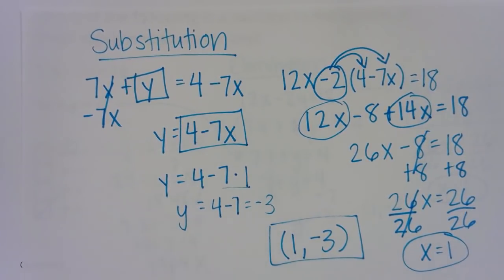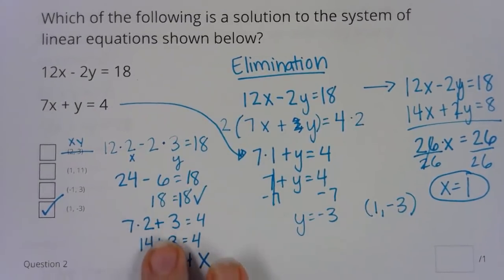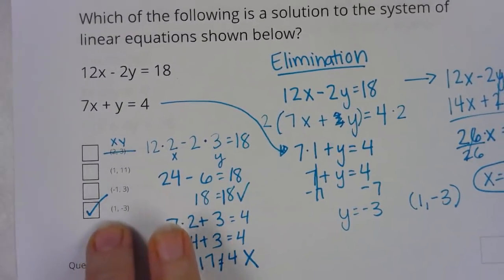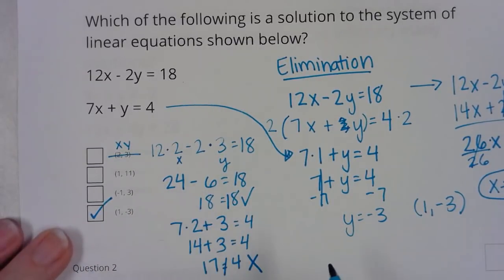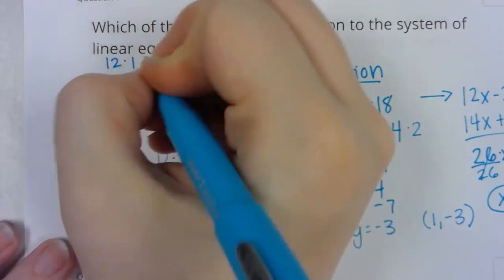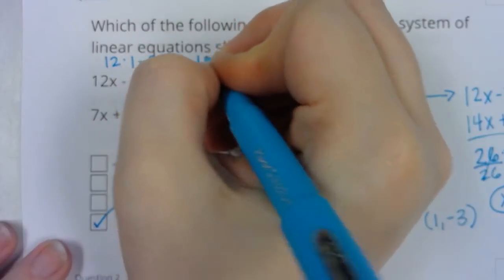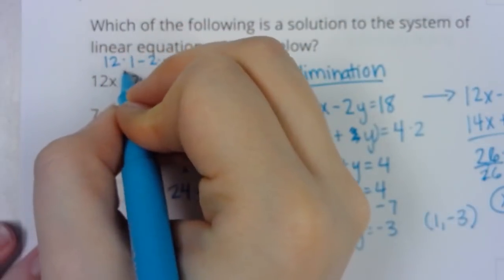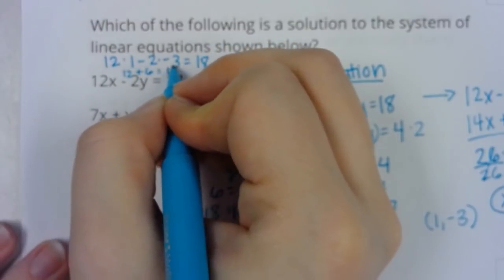So we could solve it by substitution, we could solve it by elimination, or we could solve it by subbing the point into both equations. We can prove that this is my answer the same way as we would solve it by subbing it in. 12 times 1 minus 2 times negative 3 should equal 18. 12 times 1 is 12. Negative 2 times negative 3 is plus 6, should equal 18.